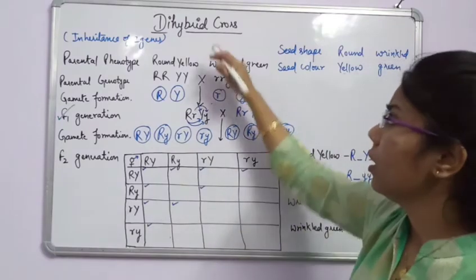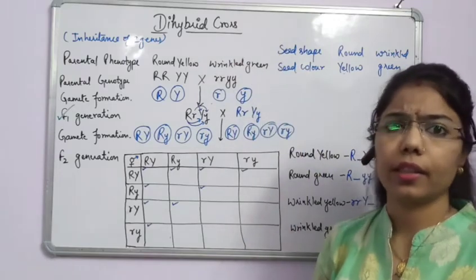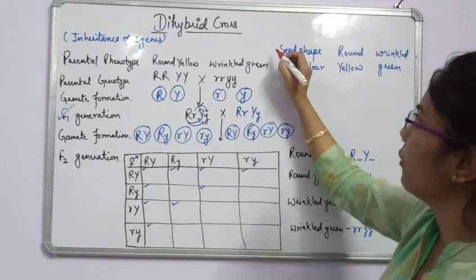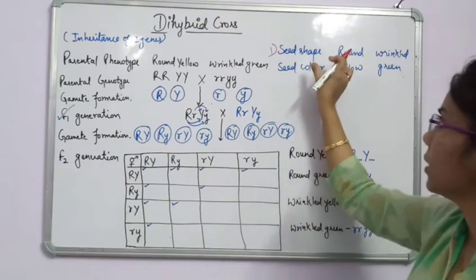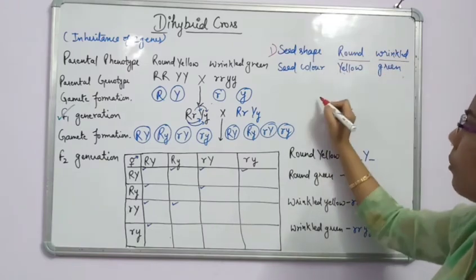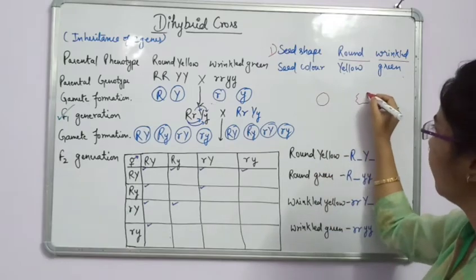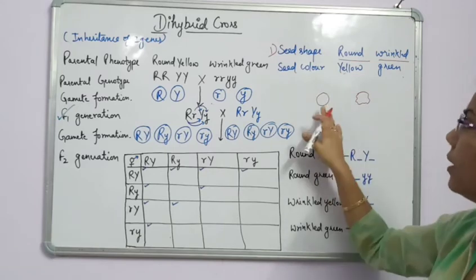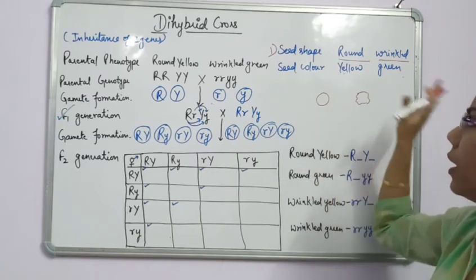Okay, so here we will discuss how many characters we are taking. Two characters, and each character having two traits. First of all, we have taken the first character, that is seed shape. The seed shape can be round or it can be wrinkled. If you talk about the round, it will be like this, or if we talk about the wrinkled, it will be like this. So the first character is the shape of the seed. It can be round or wrinkled.